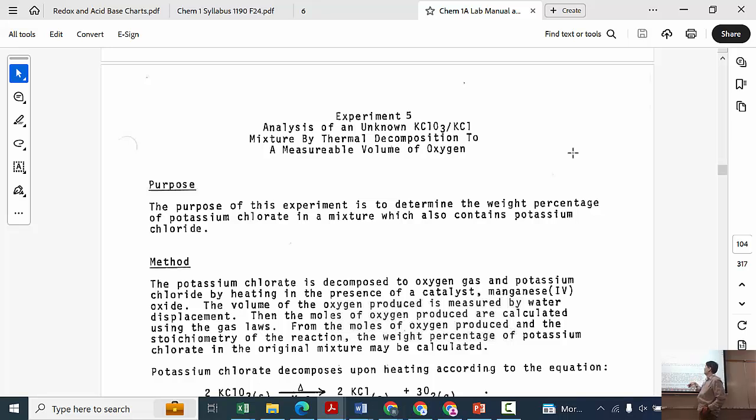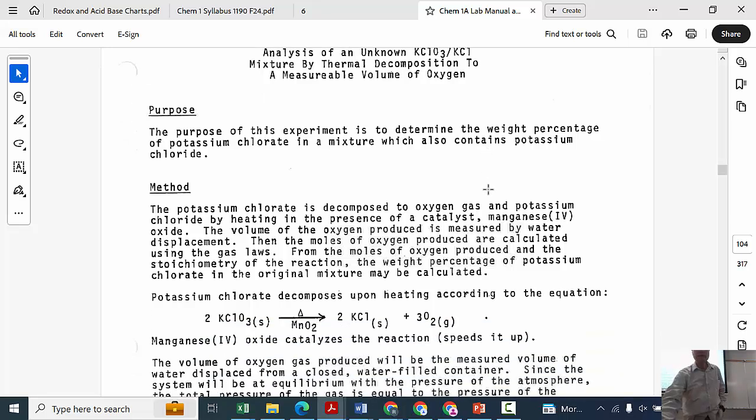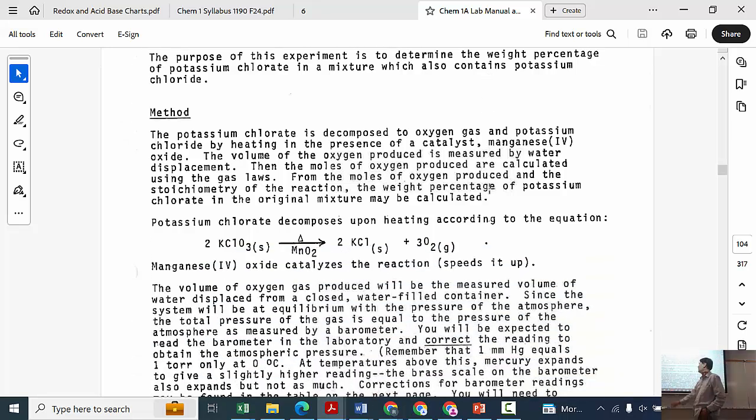And so the purpose of this experiment is to determine the percent KClO3 in this mixture. And we're going to do this by a chemical reaction. It's going to be the decomposition of KClO3. KCl won't decompose, so it's stable. But KClO3 is kind of reactive. So we're going to decompose the KClO3 solid using some manganese(IV) oxide as a catalyst. This delta symbol here means heat. And that generates KCl and oxygen.